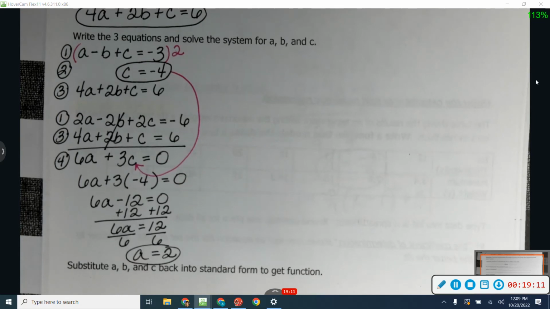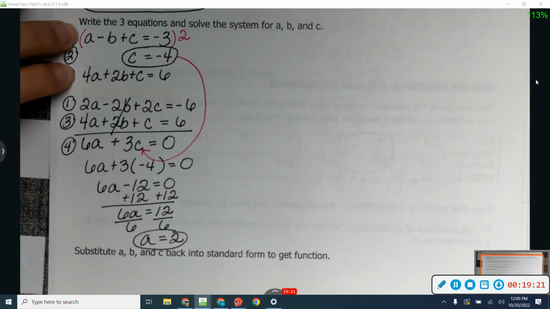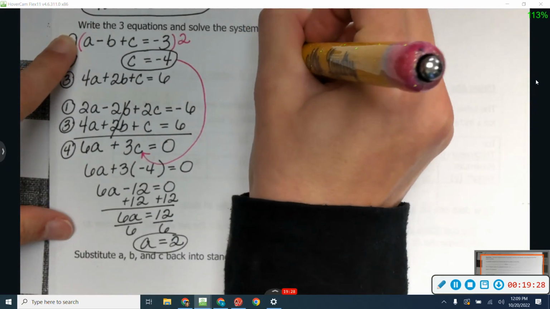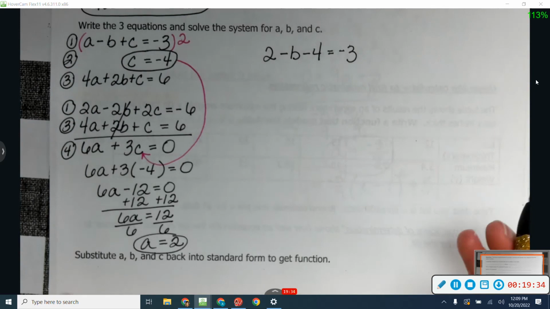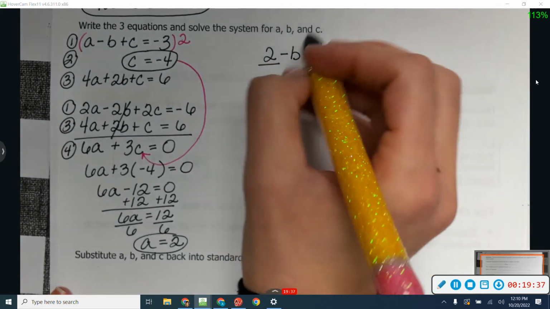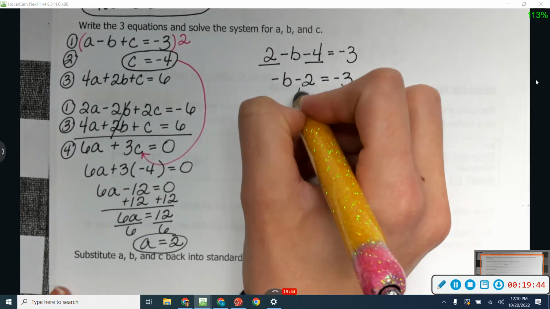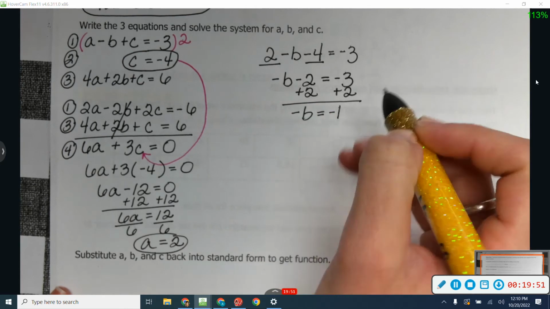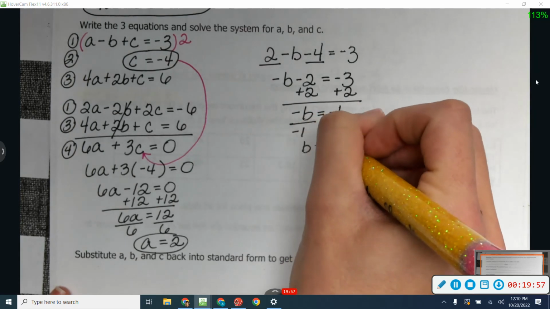So I've got an a and I've got a c. So I'm going to do what with a and c? Plug it into the original equation. Plug it into one of the originals. I don't care which one you do. I'm going to choose number 1. Alright, so I've got 2 minus b, my c is a -4, equals -3. I need to combine my like terms. 2 minus 4. So I've got -b minus 2 equals -3. I'm going to add my 2. -b is equal to 1, and then divide by -1 to get rid of that negative. So b is equal to 1.